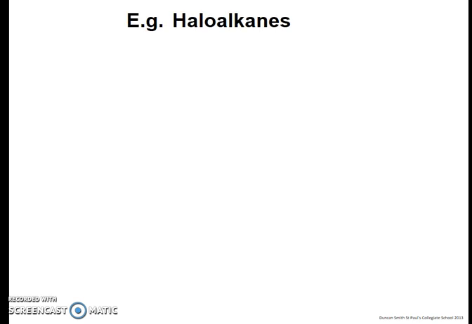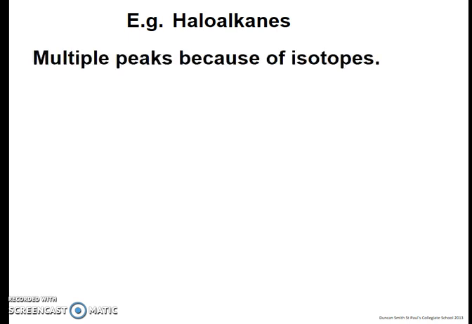Okay, now the other really useful thing that we can get from the molecular ion peak is whether or not we have any haloalkanes or halogens present. This can be really useful. Halogens, particularly chlorine and bromine, exist as isotopes. So chlorine exists as two isotopes with a mass of 35 and a mass of 37.